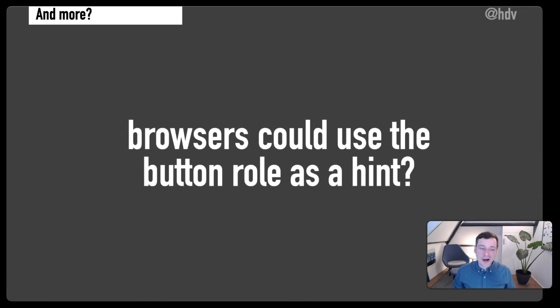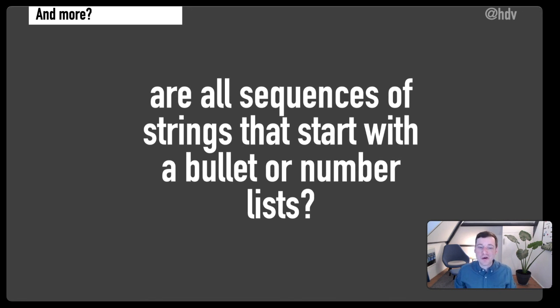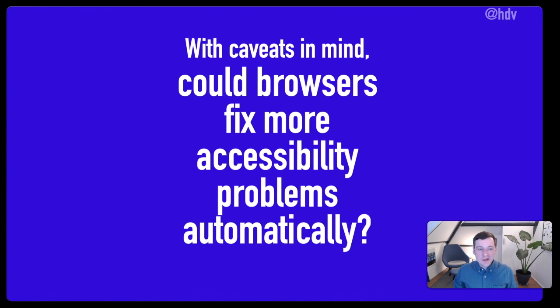Or maybe a browser could look at the button role as a hint to figure out that something needs to be activatable with just a keyboard. Maybe sequences of strings that start with a bullet or numbers, maybe they are lists. So there could be heuristics built into browsers that try to recognize certain things that developers have not added and that is still important for users with disabilities to get access to. So basically, with caveats in mind, I think browsers could do more to fix accessibility problems automatically. There's a bunch of things that we can detect, and I think some of them are actually fixable in browsers. And others might be more experimental, but still interesting to look at.